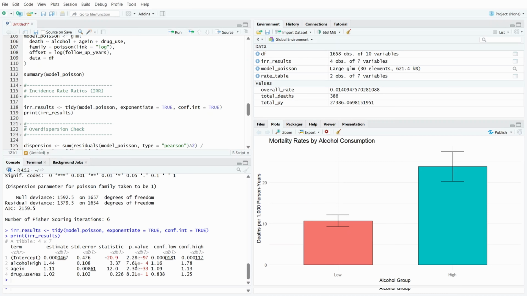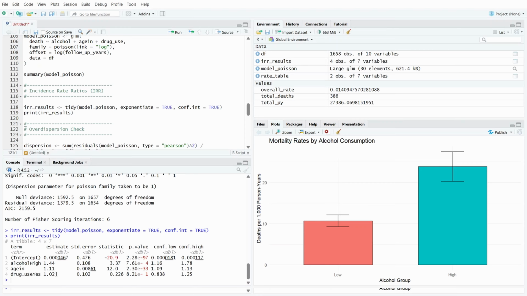Next, age at entry. The IRR is 1.11 with a very tight confidence interval from 1.09 to 1.13, and again, a highly significant p-value. This means that for each additional year of age, the death rate increases by about 11%. This is a strong, consistent effect with high precision.